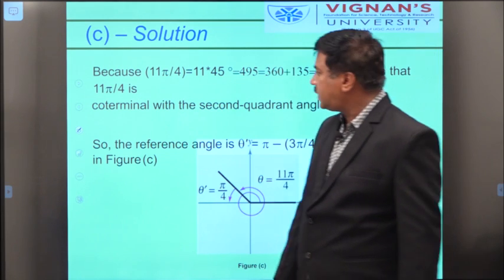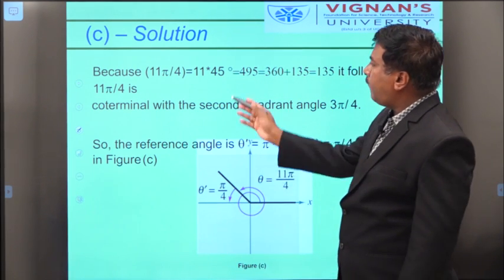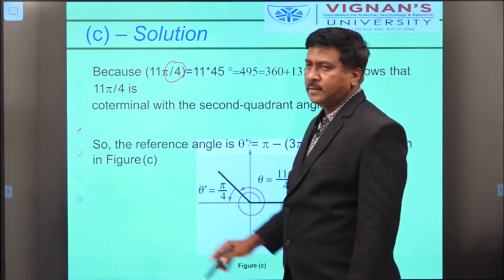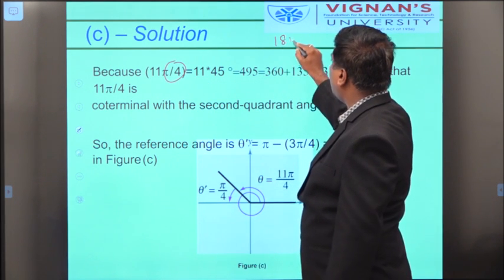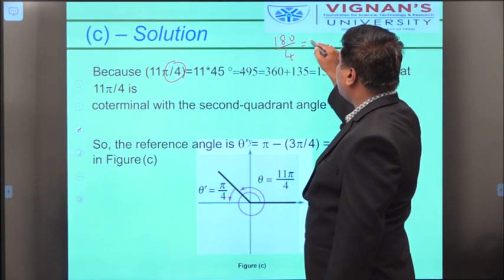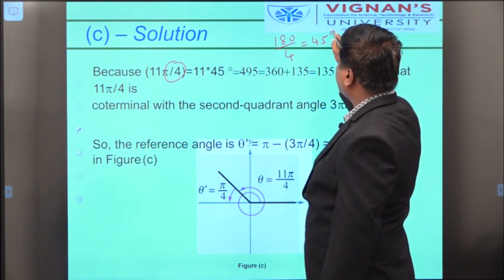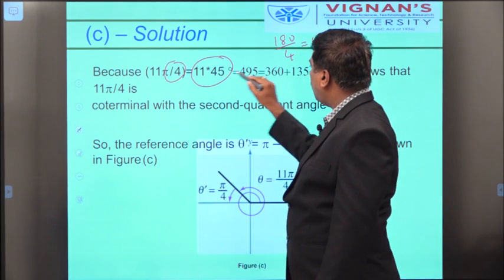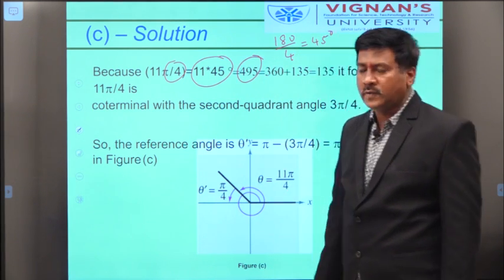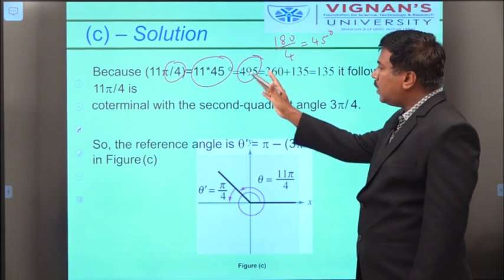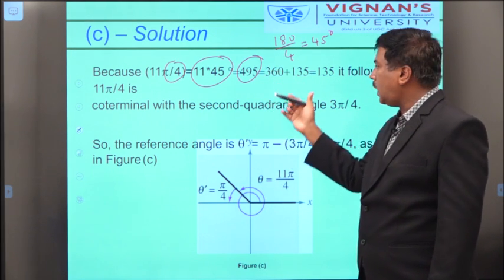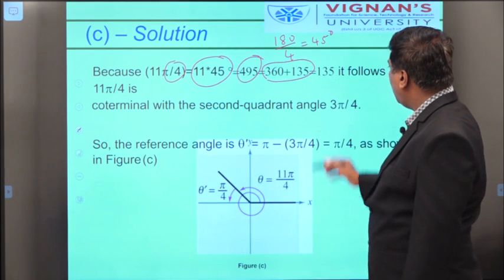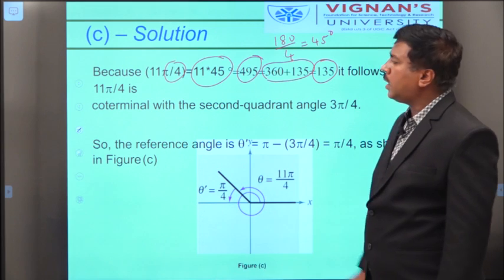Now, coming to the next example: 11 pi by 4. 11 pi by 4 is nothing but 45 degrees times 11, because pi by 4 is 180 by 4, that is 45 degrees. So we get 495 degrees, which is greater than 360. Therefore, you have to write this 495 as 360 plus 135. Then it follows that it is 135 only.